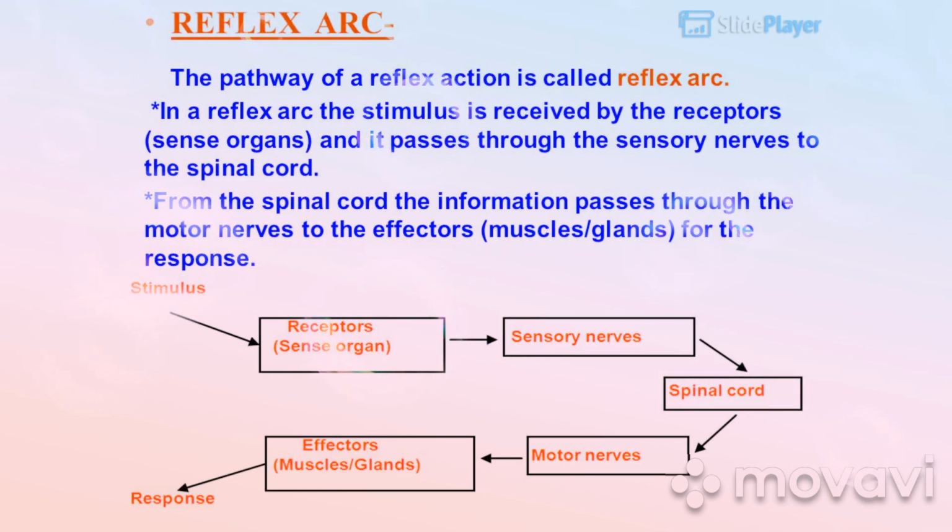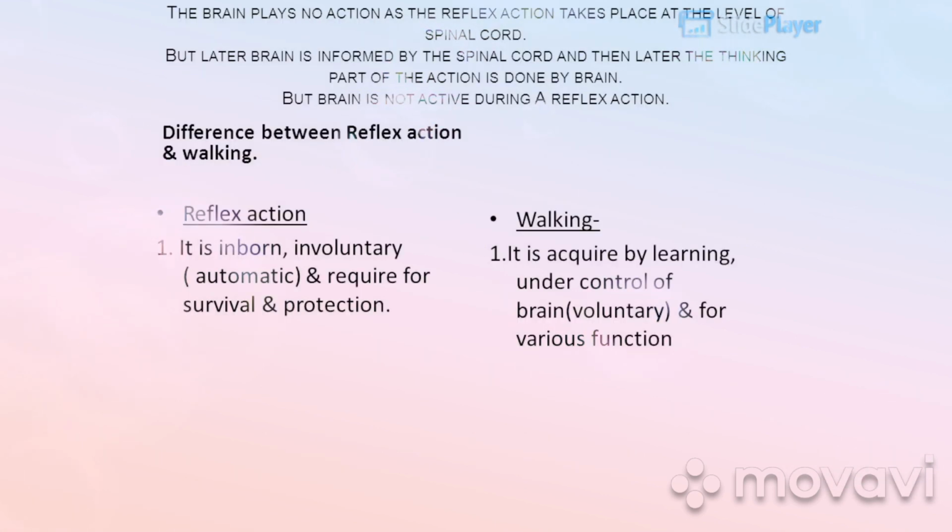Reflex arc. The pathway of a reflex action is called a reflex arc. In a reflex arc, the stimulus is received by the receptors, the sense organs, and it passes through the sensory nerves to the spinal cord. From the spinal cord, the information passes through the motor nerves to the effectors, muscles or glands, for the response. Reflex action and walking.